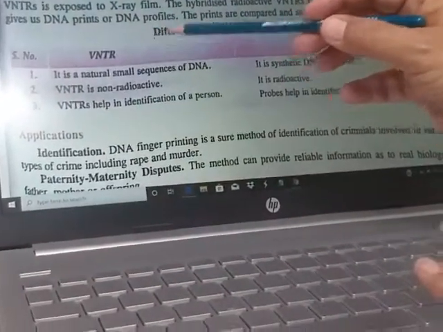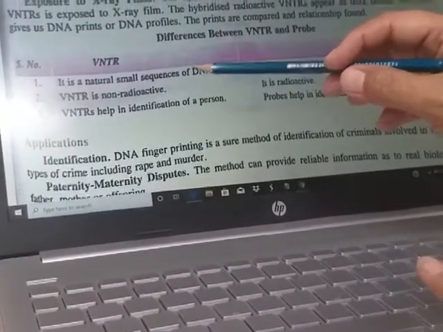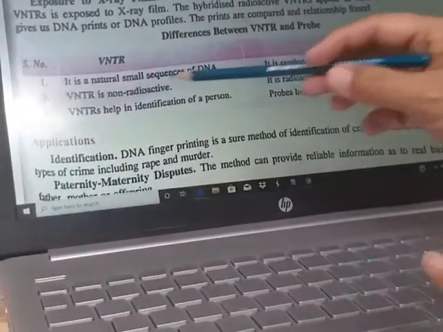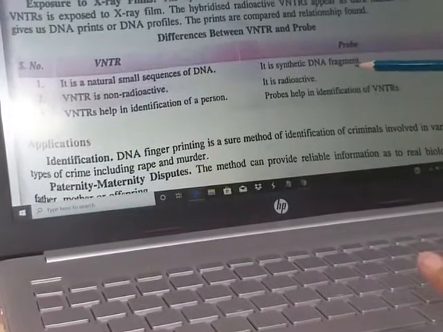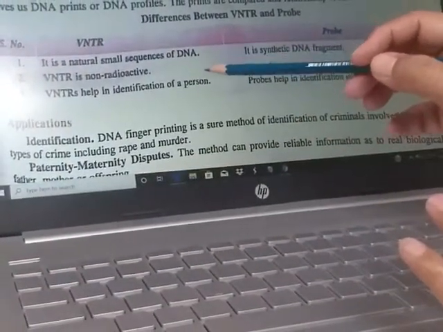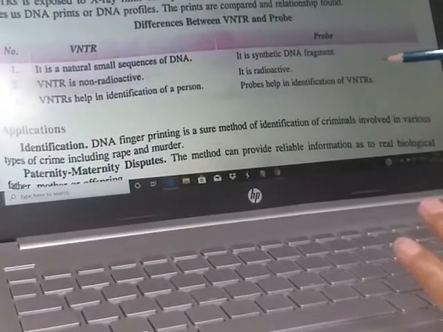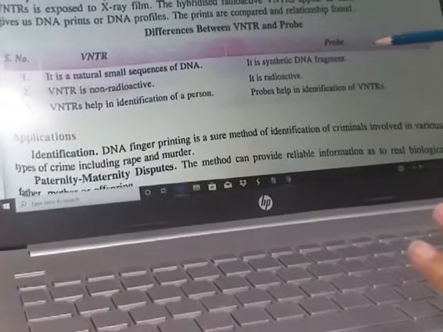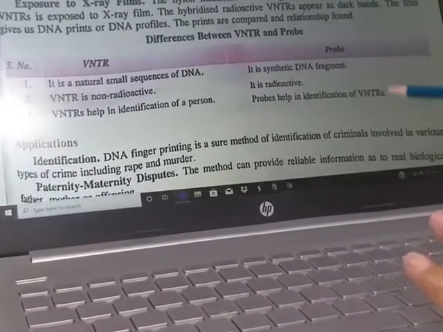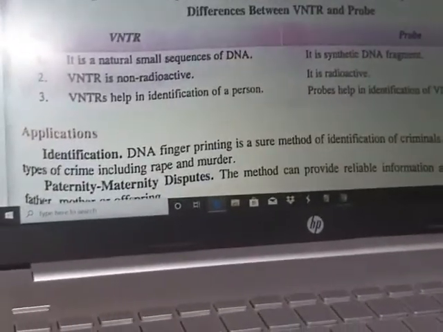What is this VNTR and what is this probe? We know this was the natural and this was the synthetic. This is non-radioactive, this was radioactive. It helps in the identification of a person, and probes help in identification of VNTRs, because this probe will match with the VNTR on finding complementary sequences.